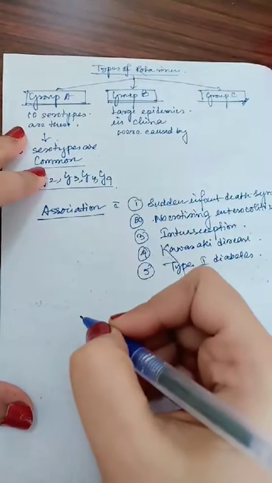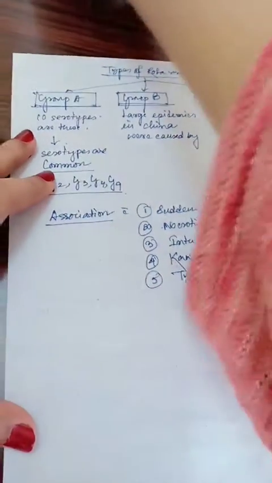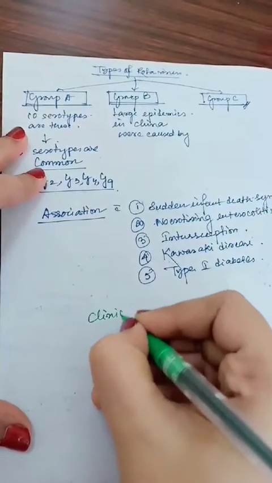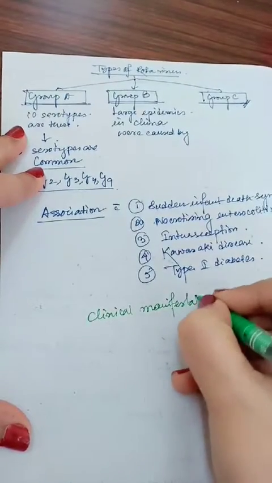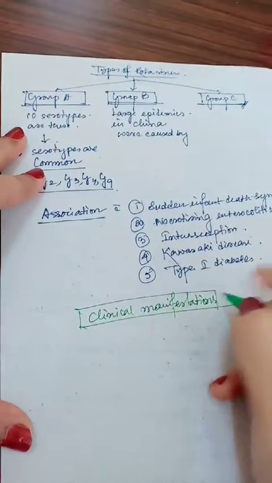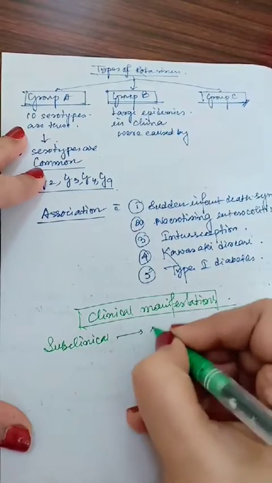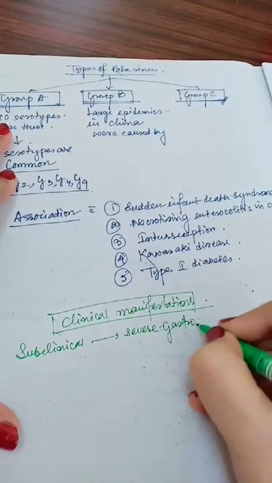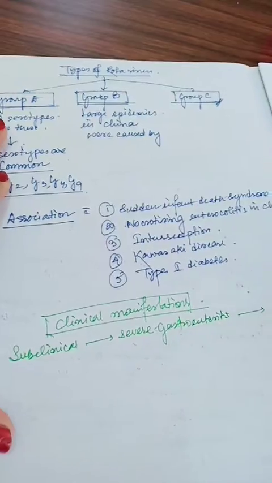Now coming to the clinical manifestations of rotaviral infection. So we will write here the clinical manifestation. The manifestations are from subclinical to severe gastroenteritis to life-threatening dehydration.